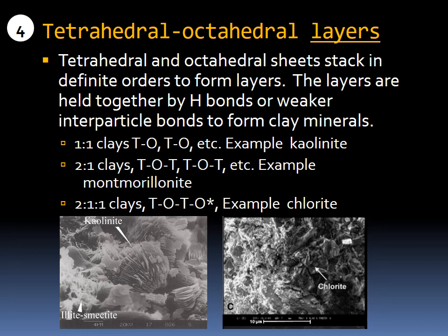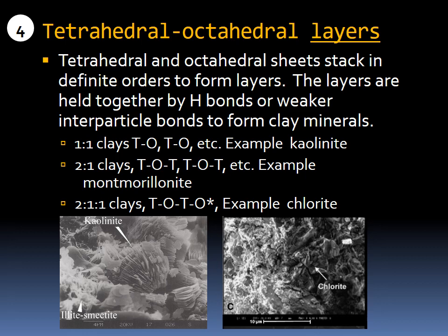Now, all of these are different clay types. It means that they have a different structure and combinations of the tetrahedral and octahedral layers. If you look at kaolinite, for example, up here, you would see that it is considered a 1-to-1 clay mineral. Why? Because 1-to-1 means that you have one tetrahedral sheet and one octahedral sheet, and they form a layer called TO, 1-to-1.